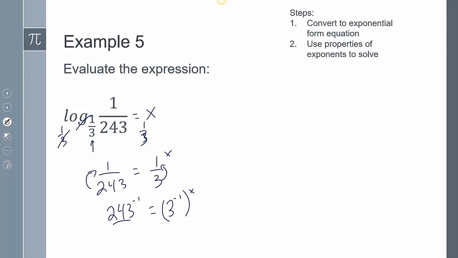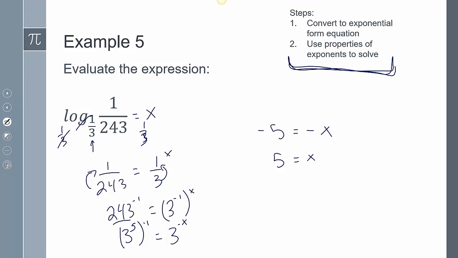So 3 times 3 is 9, times 3 is 27, times 3 is 81, times 3, hey, that's 243, so that's 5. So this is going to be 3 to the 5th all the way to the negative 1, and that equals 3 to the negative x. So now the bases are the same, so I can set the exponents equal to each other. So that's negative 5 equals negative x. Divide both sides by negative, I get 5 equals x. And so I can say that this statement is going to be 5.